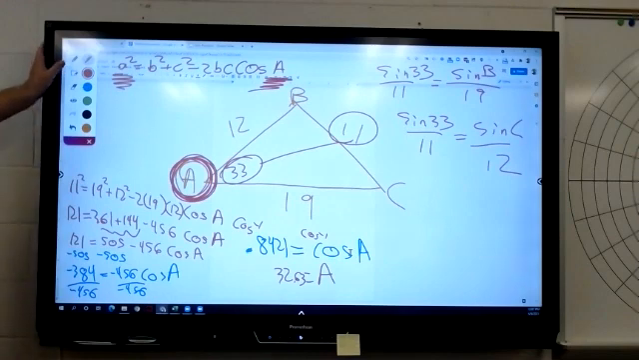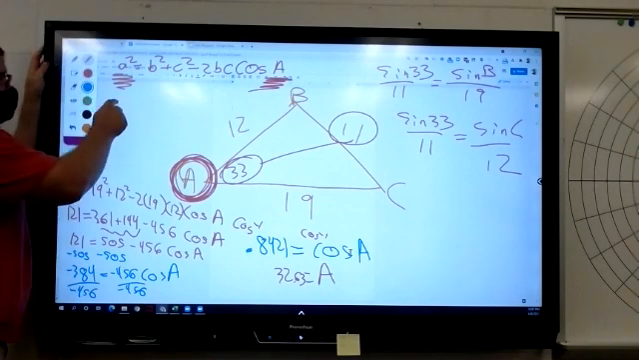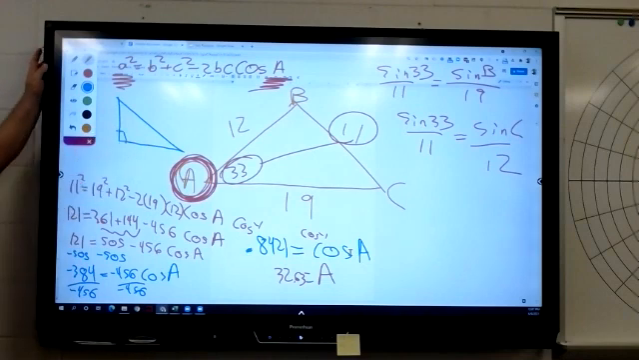Why in geometry do we need to know the law of sines and the law of cosines? Because otherwise in geometry, we're stuck using only right triangles. And to be fair, there's a whole lot of triangles in life that are not right triangles.